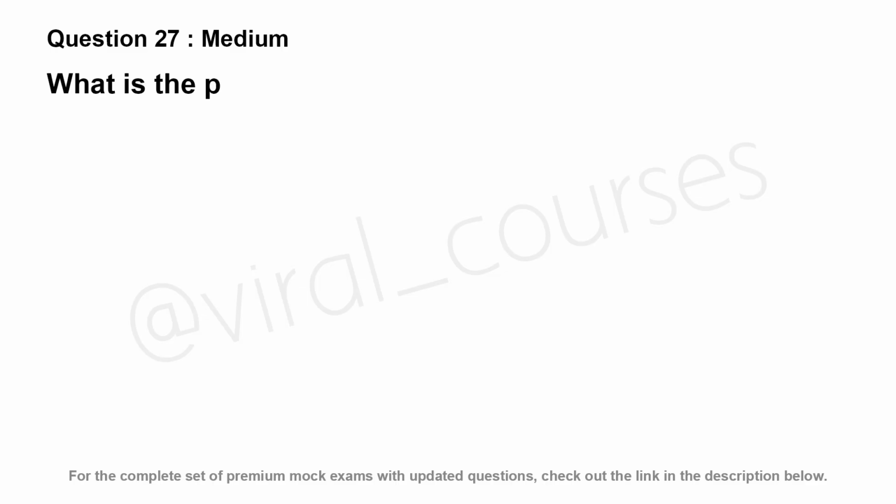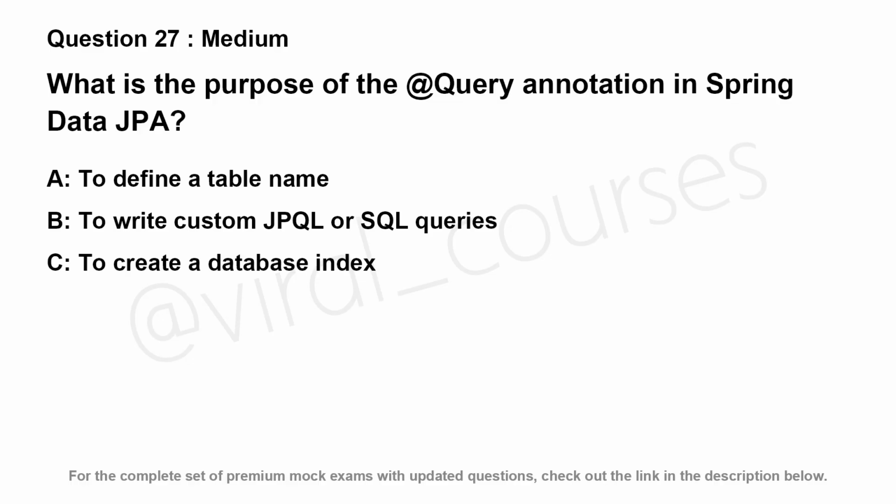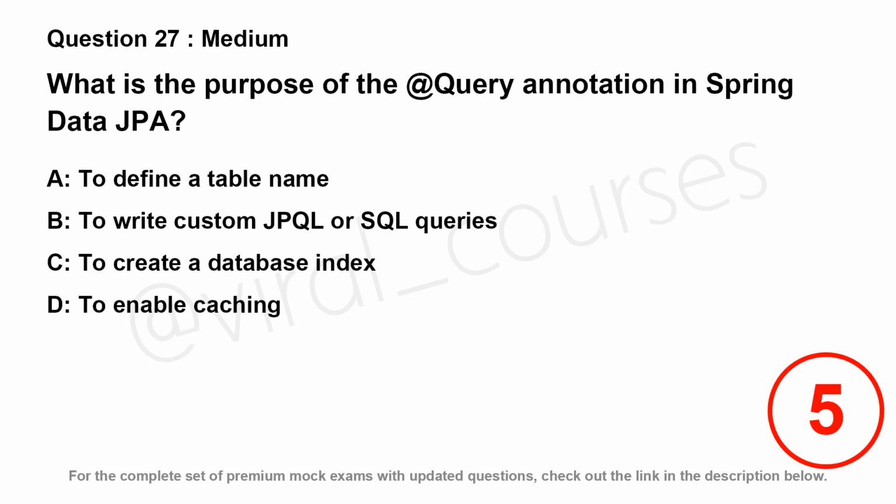What is the purpose of the @Query annotation in Spring Data JPA? Option A, to define a table name. Option B, to write custom JPQL or SQL queries. Option C, to create a database index. Option D, to enable caching.